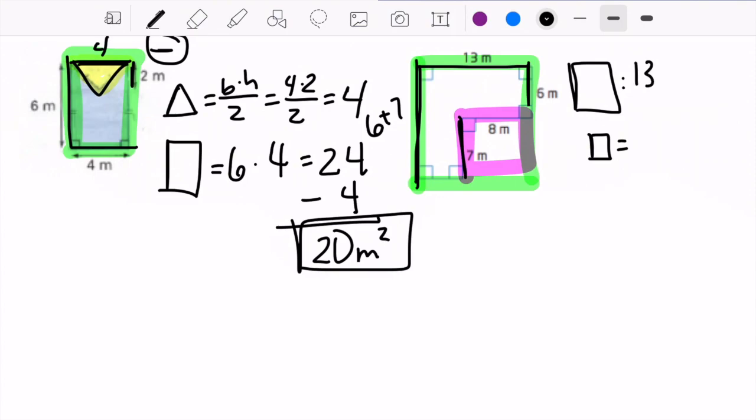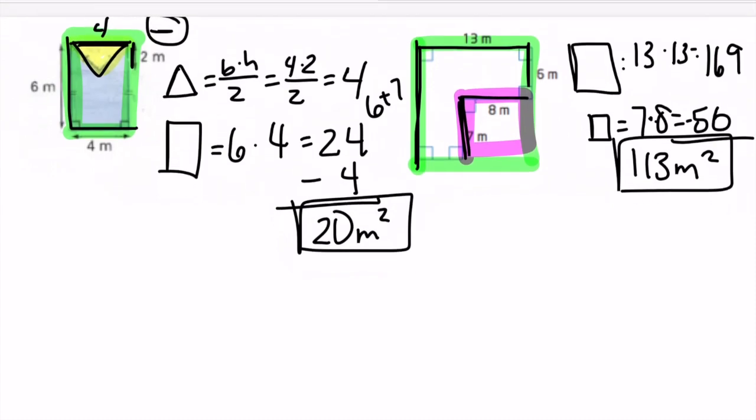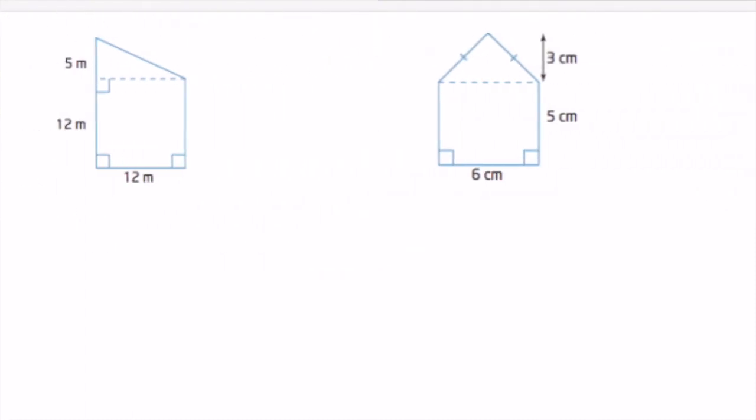So we have 13 times 13, which gives us 169. And then here we have 7 times 8. So 7 times 8 gives us 56. And we want to subtract these. So when we subtract, we get 113 meters squared. These two were tricky. It requires you to really sit there and think about what they're asking. What kind of shape is this? What other shapes is it made up of? So let's go ahead and look at these two.